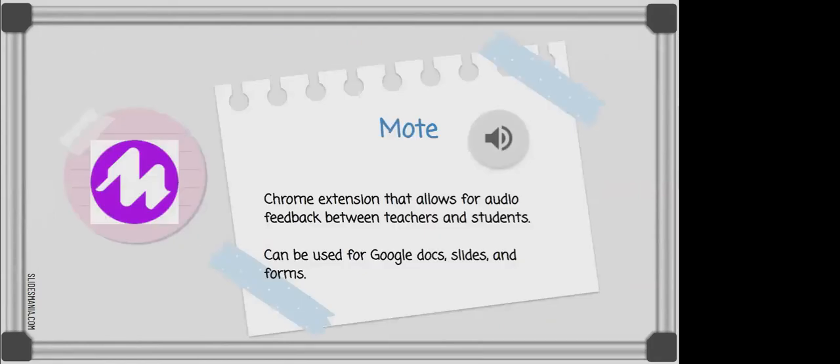So the first Chrome extension is Mote. This is an extension that I have on my Chromebook. It allows for audio feedback between teachers and students. This is something that can be used in Google Docs, Google Slides, and Google Forms. When you install the Chrome extension on your Chromebook, it allows you to have audio feedback. So if you wanted to give comments to the students and you want them to hear it in your own voice, then you would use Mote.